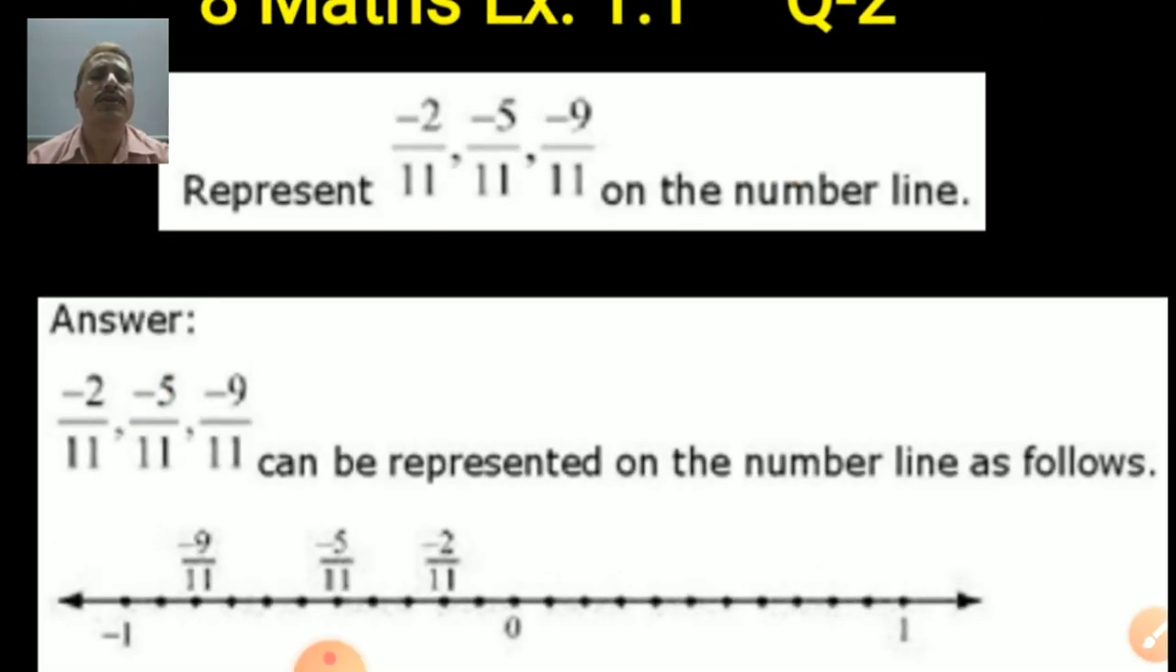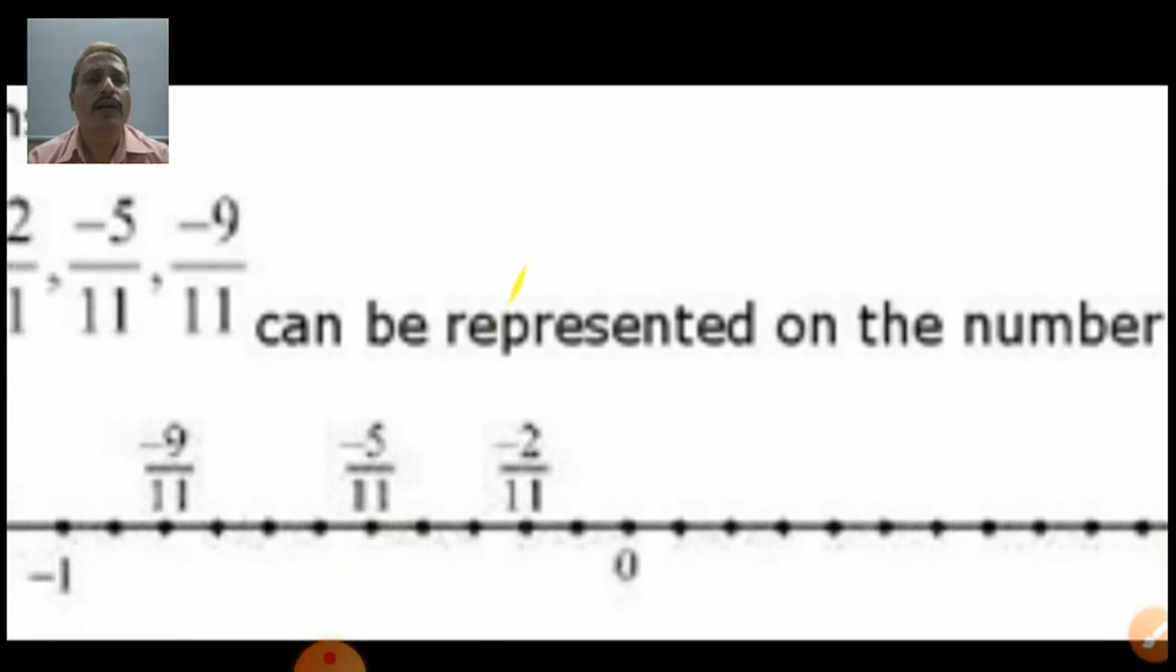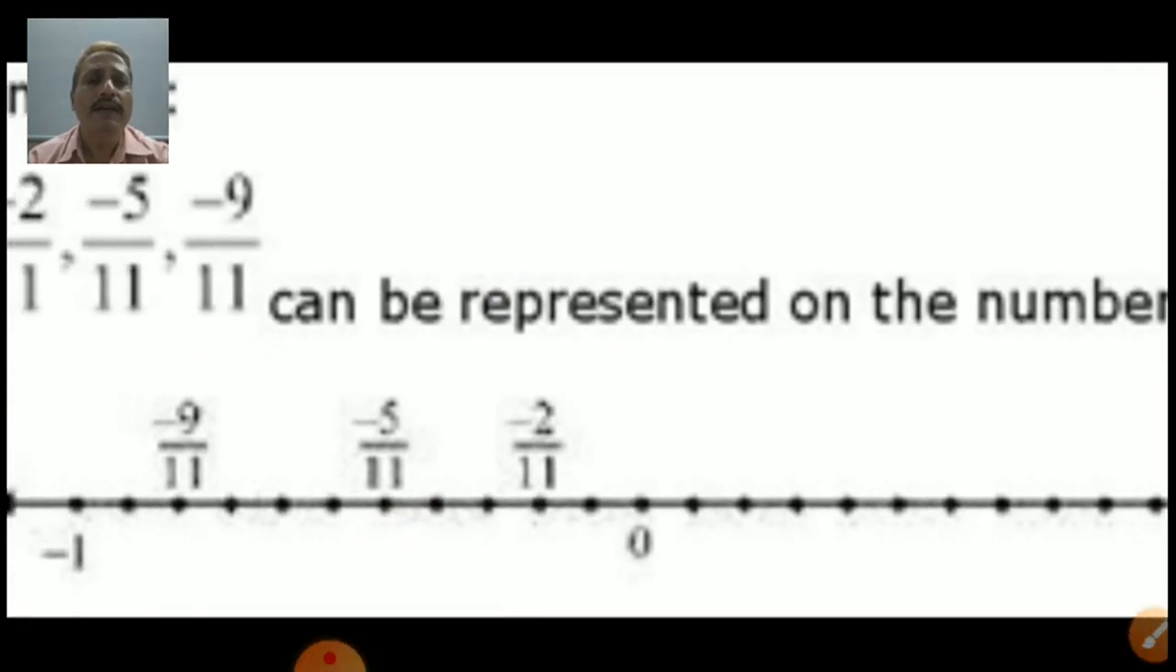Now look at question number 2. Represent all together 3 numbers: minus 2 upon 11, minus 5 upon 11 and the third number, minus 9 upon 11. Don't worry students, you can represent any numbers together, but you should draw a slightly bigger number line. So the number line is here. You already have the idea where the numbers will lie. Those numbers lie between 0 and minus 1.